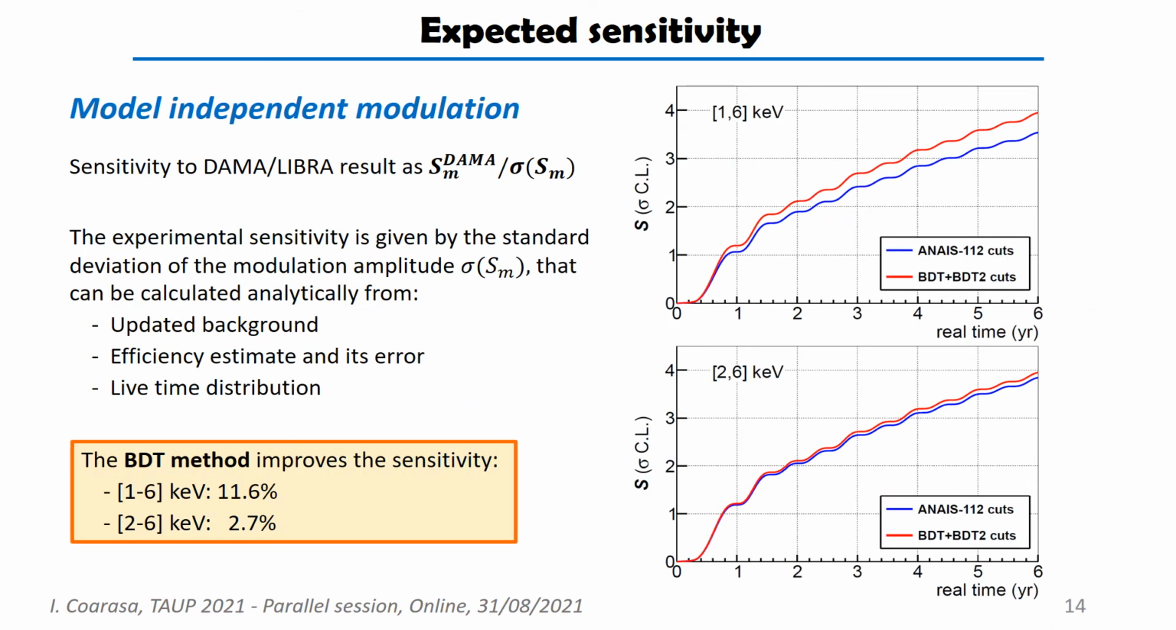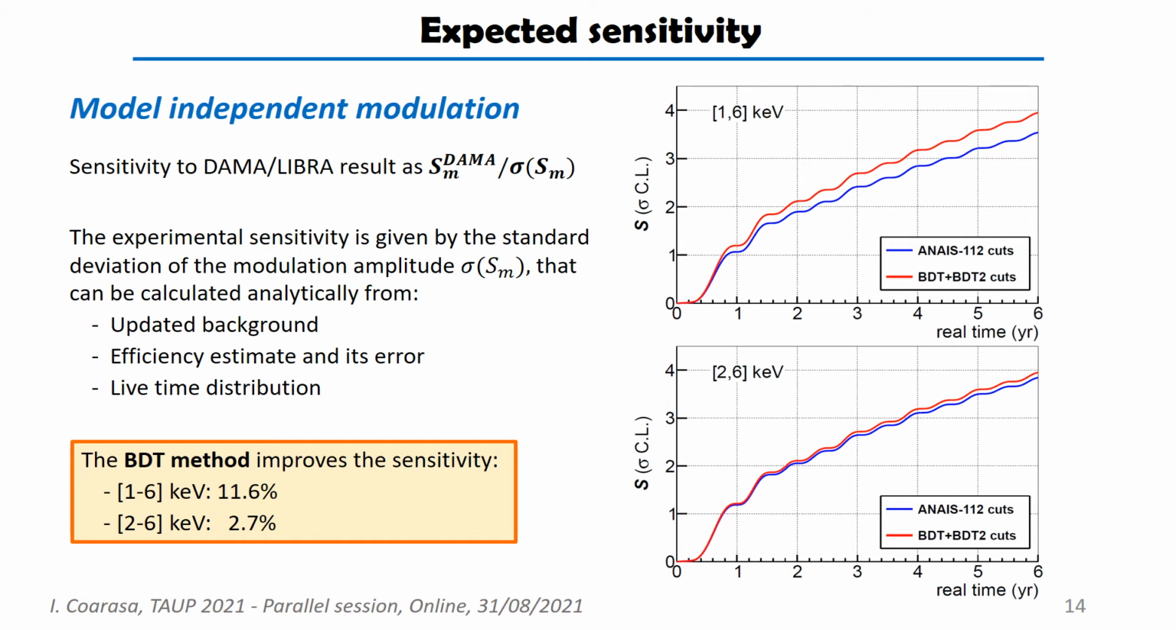From the updated background, the efficiency estimate and the lifetime distribution, we can calculate the sensitivity projection of ANAIS-112 to the annual modulation signal. The sensitivity is given by the standard deviation of the modulation amplitude, and we express it as the quotient between the modulation signal and said standard deviation.